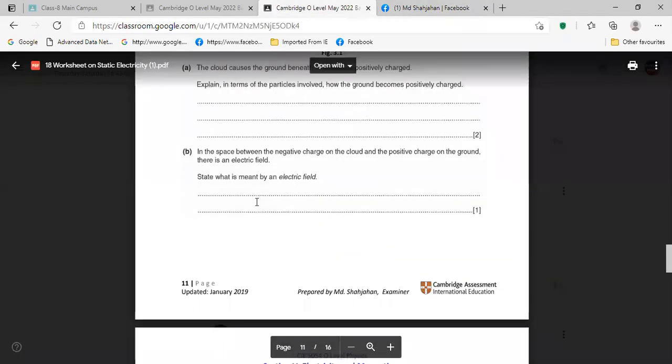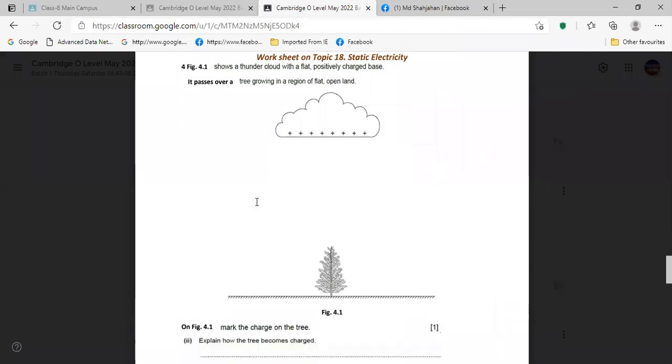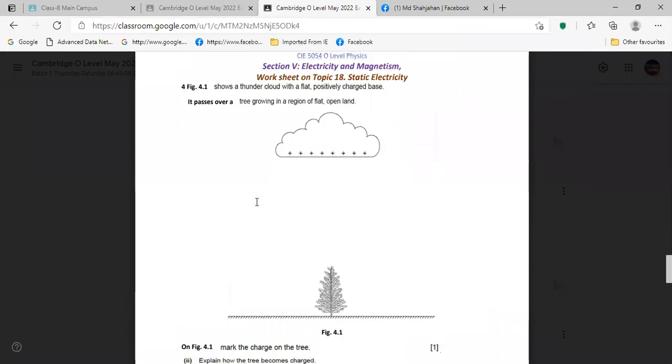Thank you. Now, Monica. Hello, Monica. Yes, sir. Can you please continue with 4? Figure 4.1 shows a thundercloud with a flat, positively charged base. It passes over a tree growing in a region of flat open land. On figure 4.1, mark the charge on the tree.